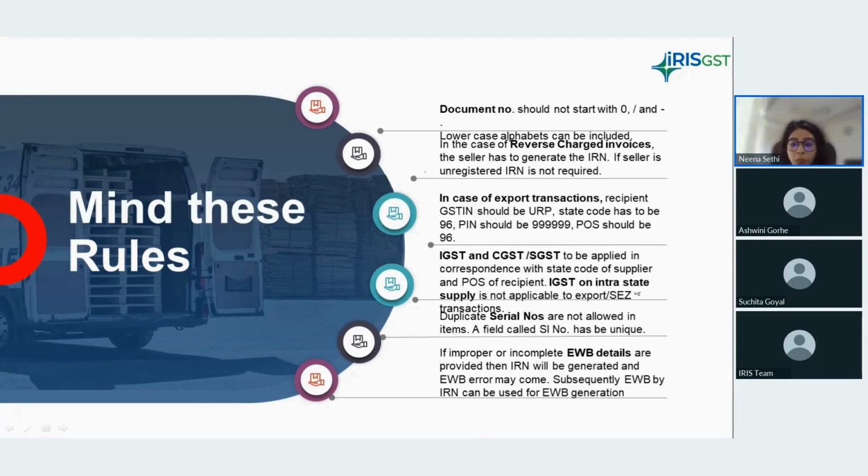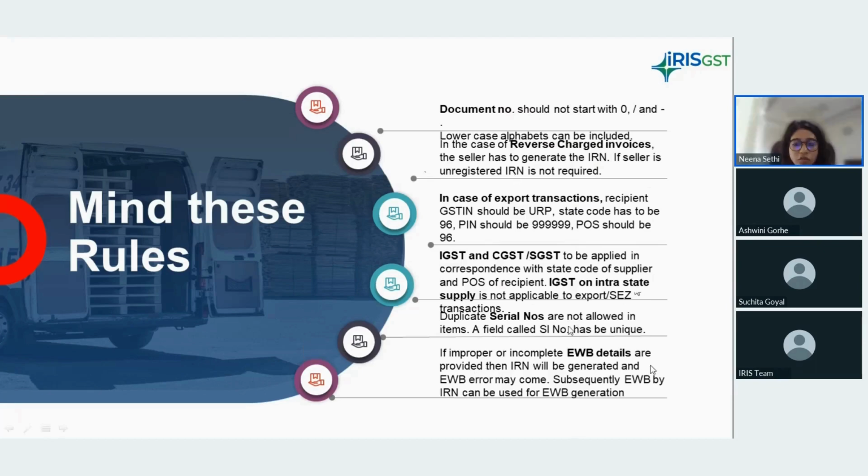Duplicate serial numbers are not allowed in the payload, so you need to ensure that you are not using the same details. Because we report this invoice data in GSTR1, wherein we have this serial number, you need to ensure that your serial numbers are not repeating. It should be a unique number basically across the entire invoice transaction.